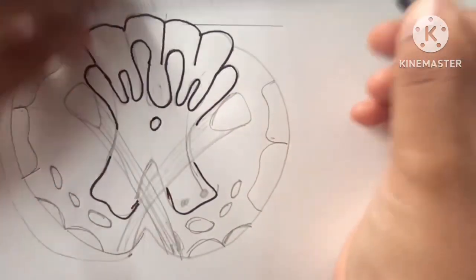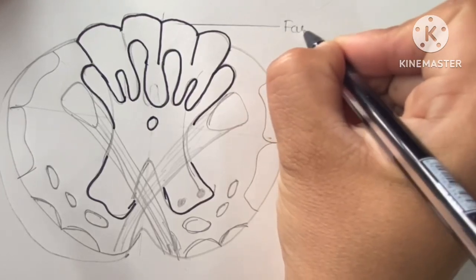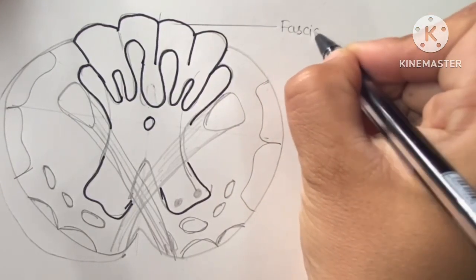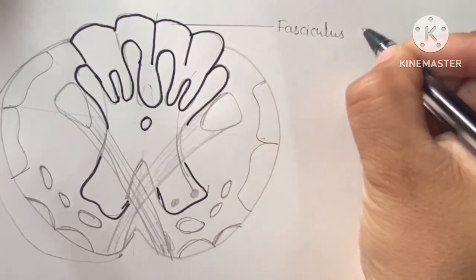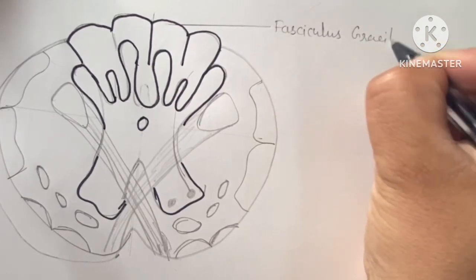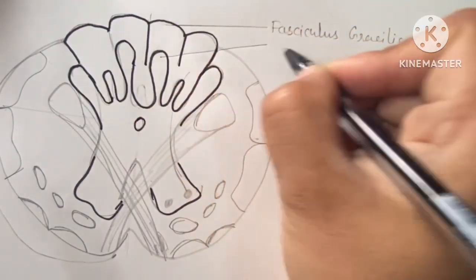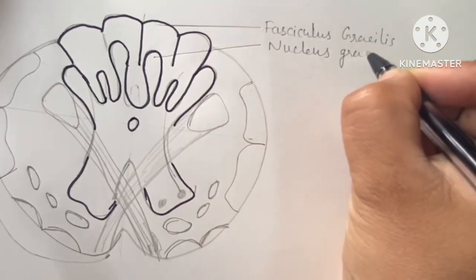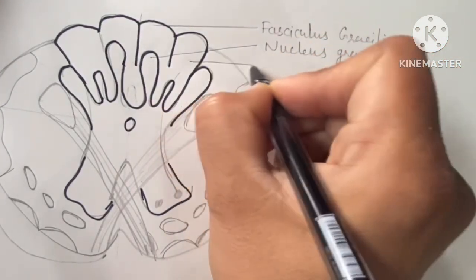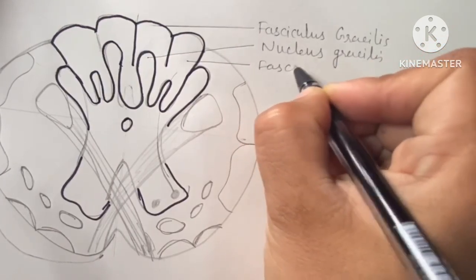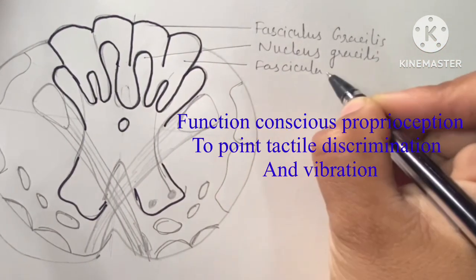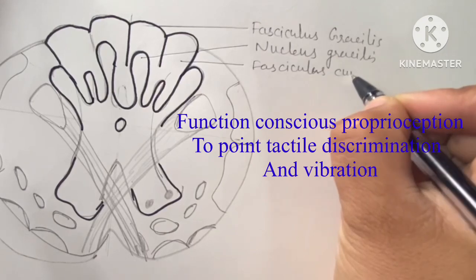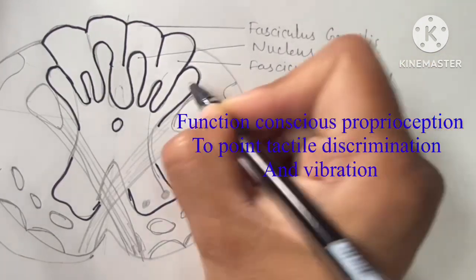Fasciculus gracilis and fasciculus cuneatus. It is an ascending tract. Fibers of this tract terminate in the nucleus gracilis and nucleus cuneatus in the medulla of the same side. So it is an ascending tract.